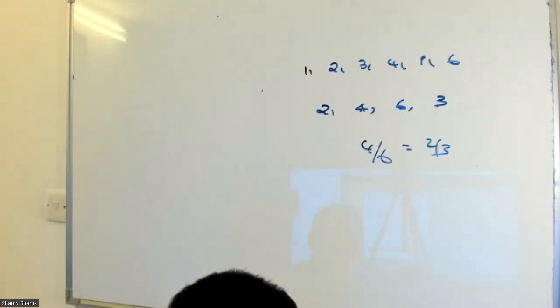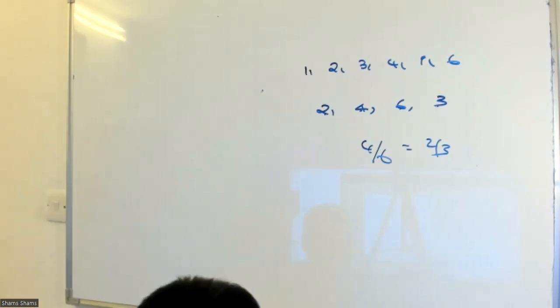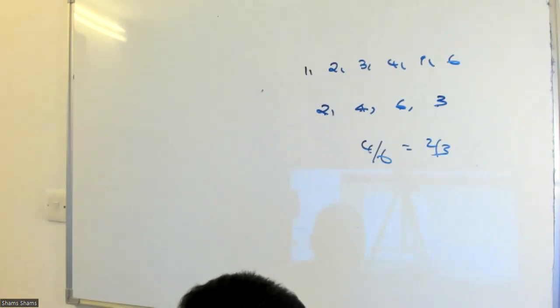Harry, the next one, a number between 3 and 6. Hello, Harry. Janil, read that. A number greater than 3 is 4, 5, 6. That means 3 by 6. Now, last question. Ashwant, a number between 3 and 6. 4 and 5. 2 by 6.